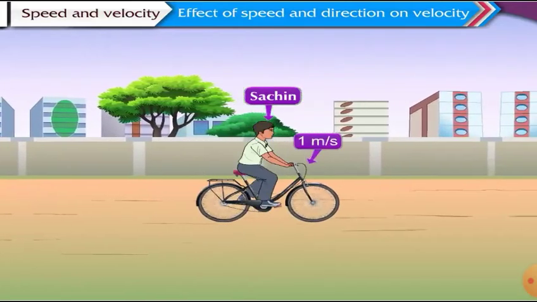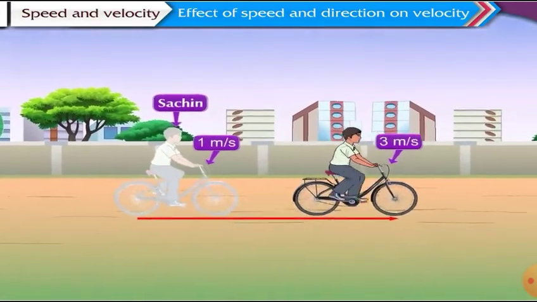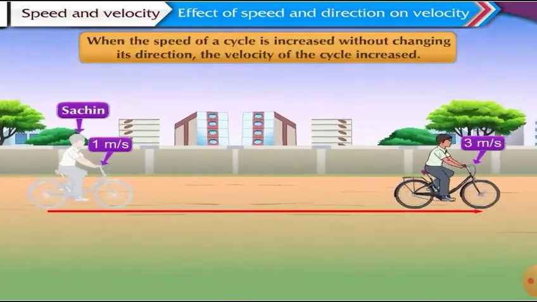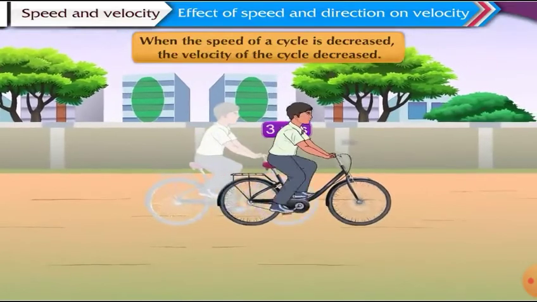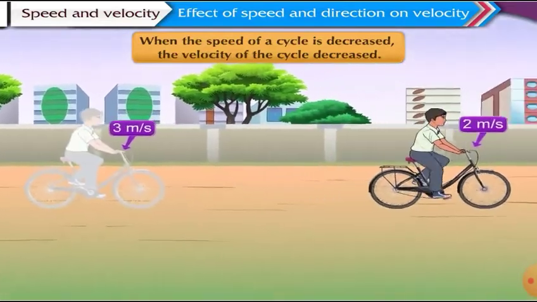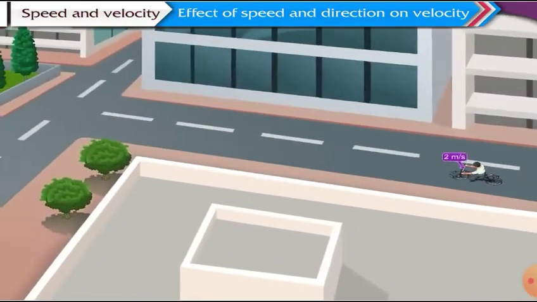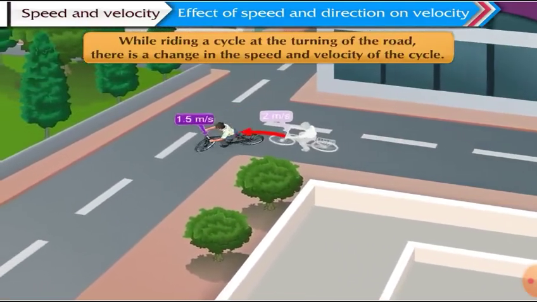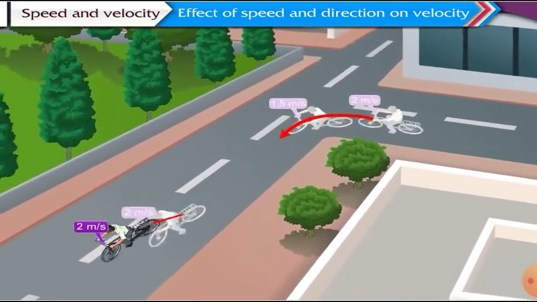During his ride, Sachin first increased the speed of the cycle without changing its direction. Due to this, the velocity of the cycle increased. Then, he decreased the speed of the cycle, which decreased the velocity too. After traveling some distance, there came a turning on the road. At that time, there was a change in the speed as well as velocity of the cycle.